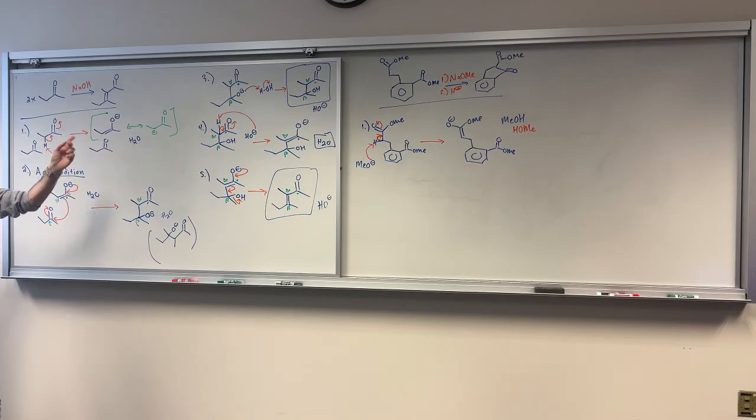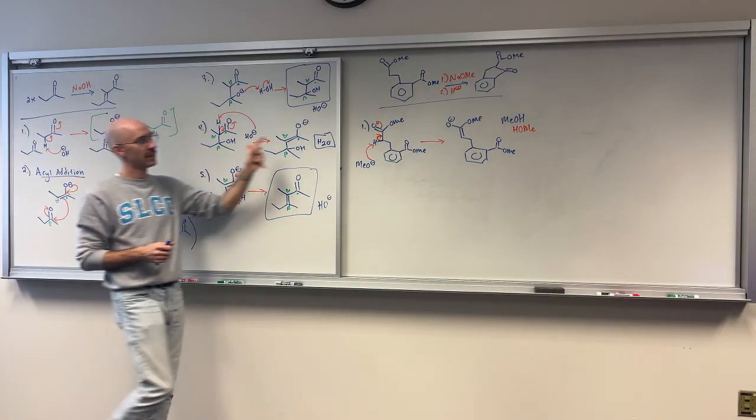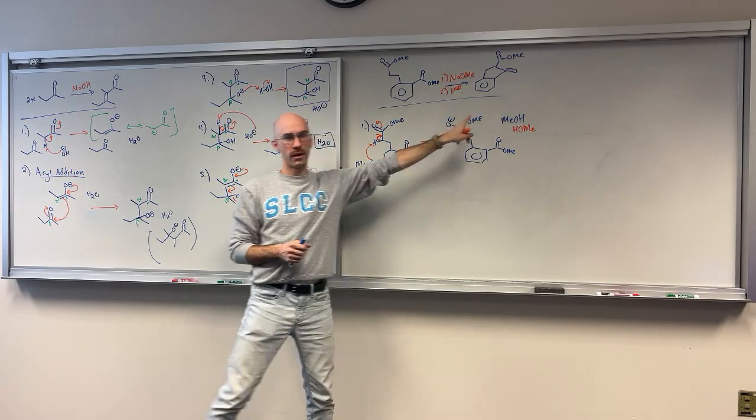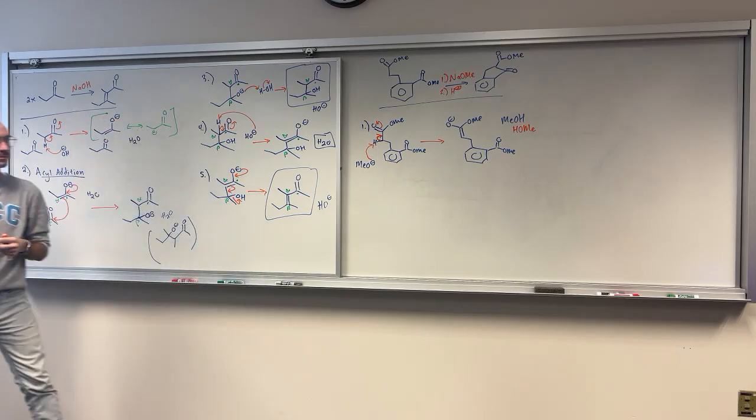Does that look different than our enolate from the aldol condensation? Can you tell me what's different? What's similar? O minus with an alkene right there, O minus connected to an alkene. The only distinction here is I also have an OR group connected to that same position.